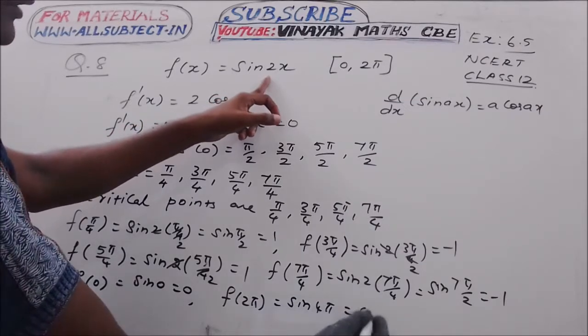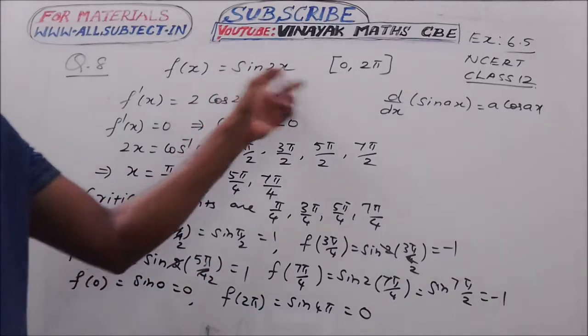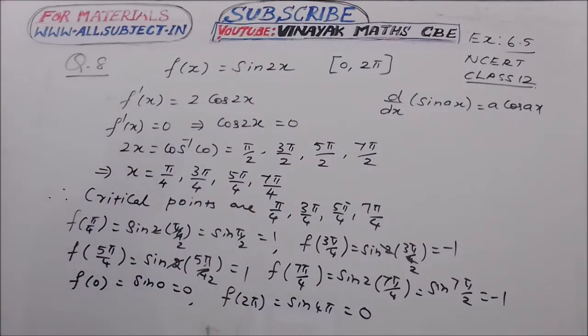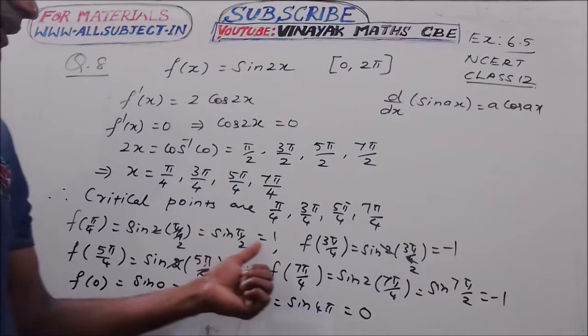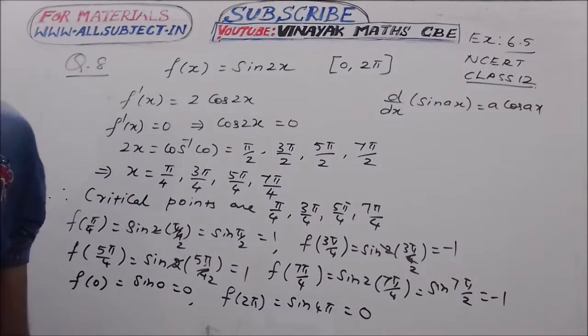Sine 4 pi is also equal to 0. So at the endpoints, the value of the function is 0. So now there are 6 values. You got 1, minus 1, 1, minus 1, and here 0 and 0.